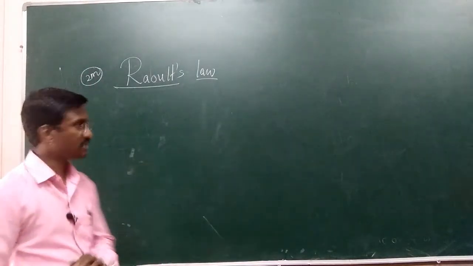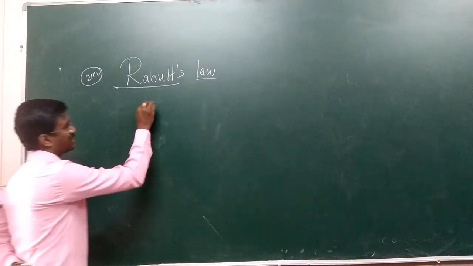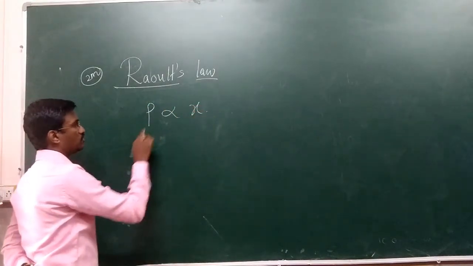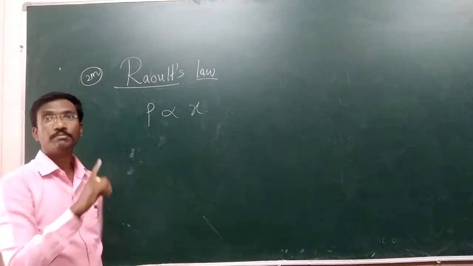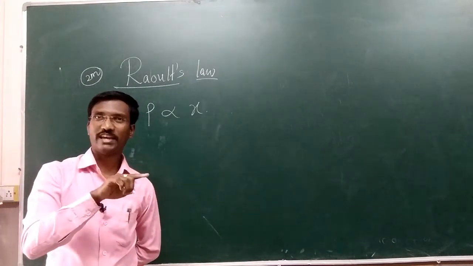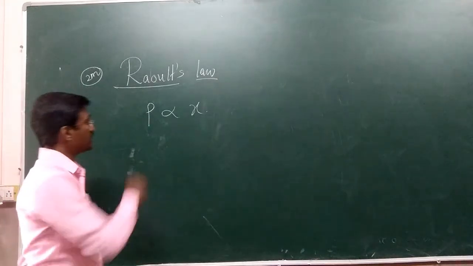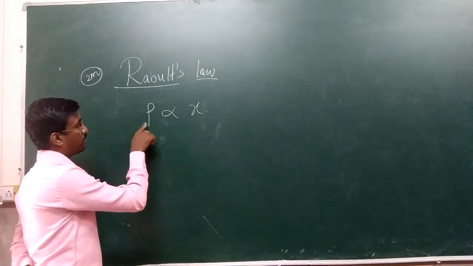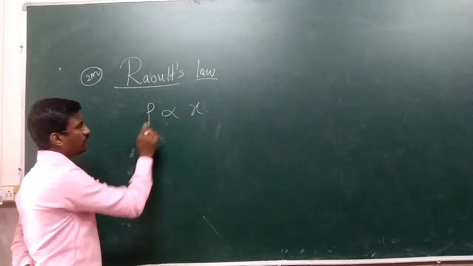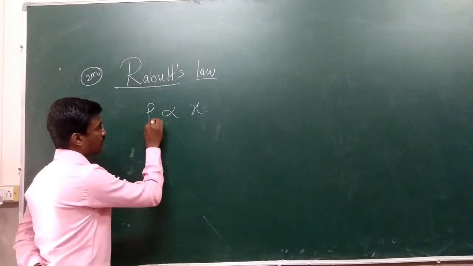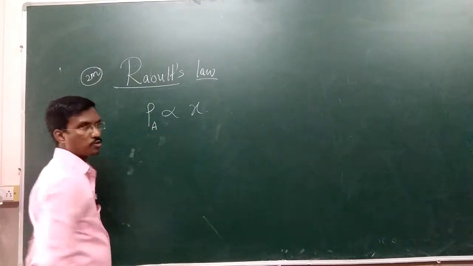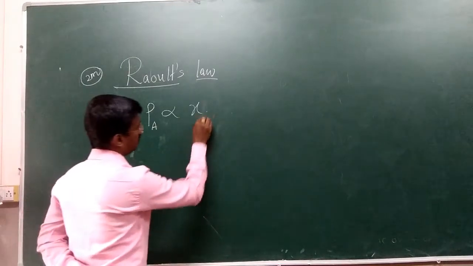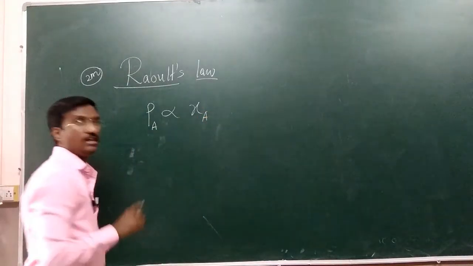So what does that mean? Can you see, here also we have the same thing. P is directly proportional to x. There is no difference. P is the partial pressure, but it's not of the gas, it's the vapor pressure. It is the partial vapor pressure of some component, say component A, and it is directly proportional to the mole fraction of that component. If it is A, it will be the mole fraction of A in the solution.